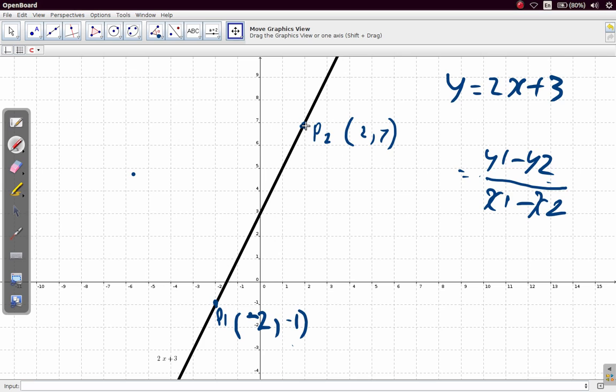Now, our right angle triangle, when we look at the height of this, how much does this rise? 1, 2, 3, 4, 5, 6, 7, 8. It rises 8. Now that height is really 7 minus negative 1, which is 7 plus 1. But let's keep it at 7 minus negative 1 for now.